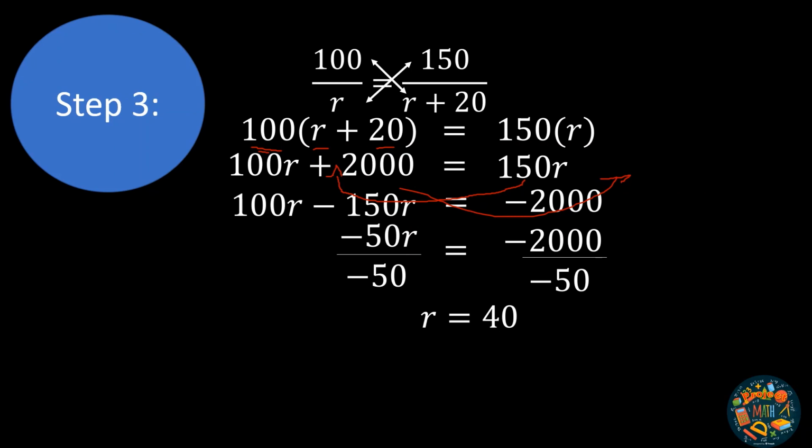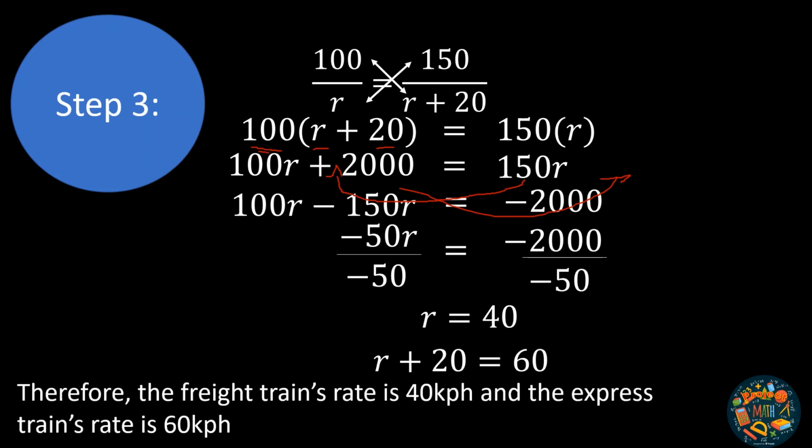And 40 is the rate of the freight train. Since the express train is represented by R plus 20, the rate of the express train will be 60. We can now say that the freight train's rate is 40 kilometers per hour and the express train's rate is 60 kilometers per hour.